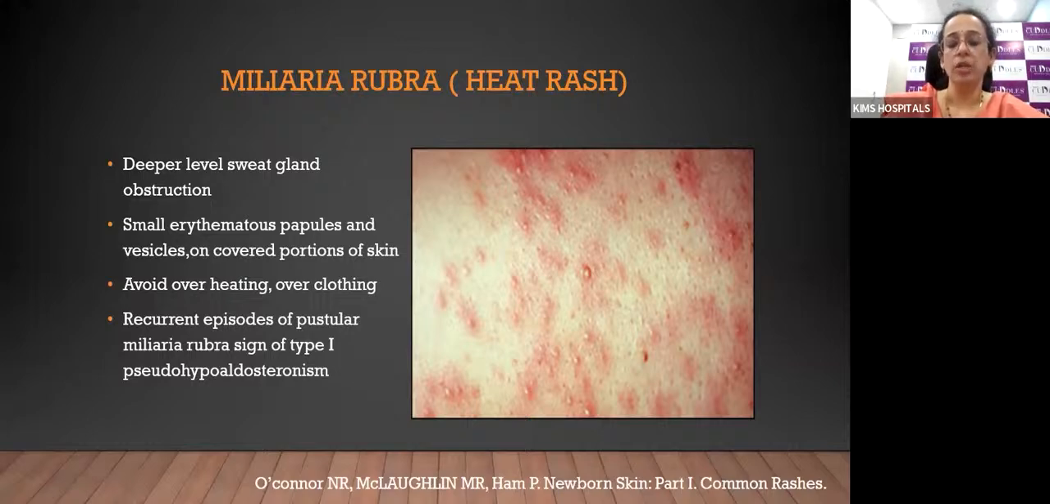Recurrent episodes of pustular miliaria rubra is a sign of a fatal condition called type 1 pseudohypoaldosteronism. If a baby presents with recurrent lesions of miliaria rubra, then we should evaluate for the underlying condition.